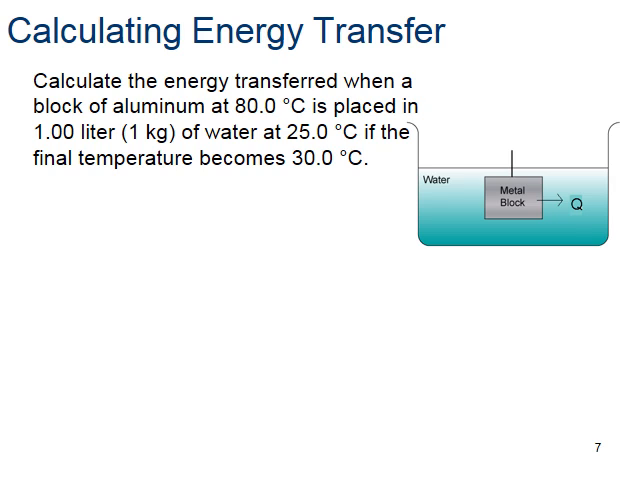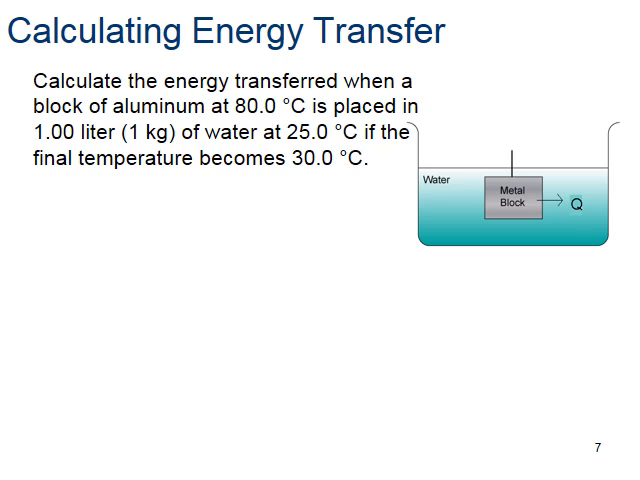So now let's look at an example. Here we have a block of aluminum and we put it in some water. Let's read our problem and apply our problem solving process, and let's solve this. It says: calculate the energy transferred when a block of aluminum at 80 degrees C is placed in 1 liter of water at 25 degrees. And we're assuming that it comes to equilibrium at 30 degrees Celsius.